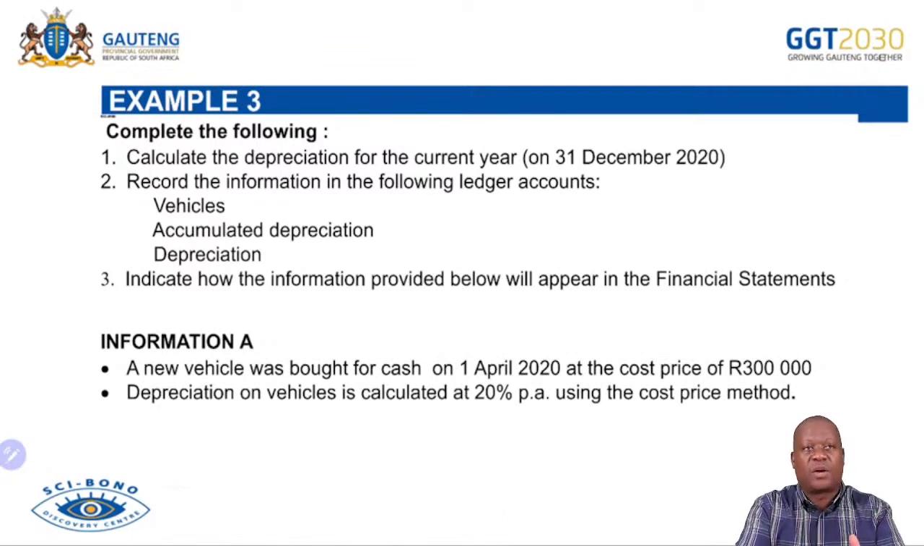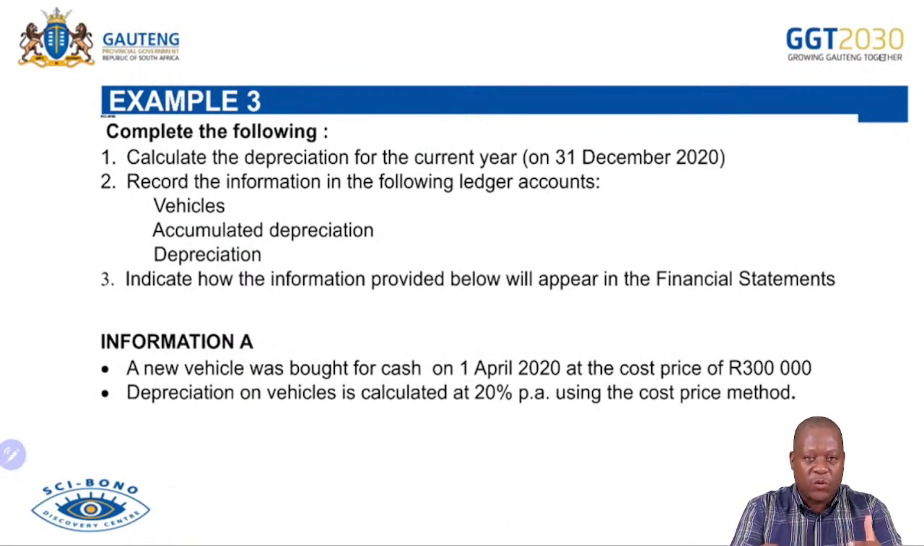And then we are also going to record this information in the following ledger accounts: the vehicles account, the accumulated depreciation account, and then the depreciation account. And then we are even going to indicate how this information will appear in our financial statements. Remember, boys and girls, class of 2022, this is nothing new. This is exactly what we were doing last year when we got to this topic. And remember, nothing new going into grade 12, because we are just going to add a little bit of information. We are just going to practice more, and we are going to get into the exam well prepared.